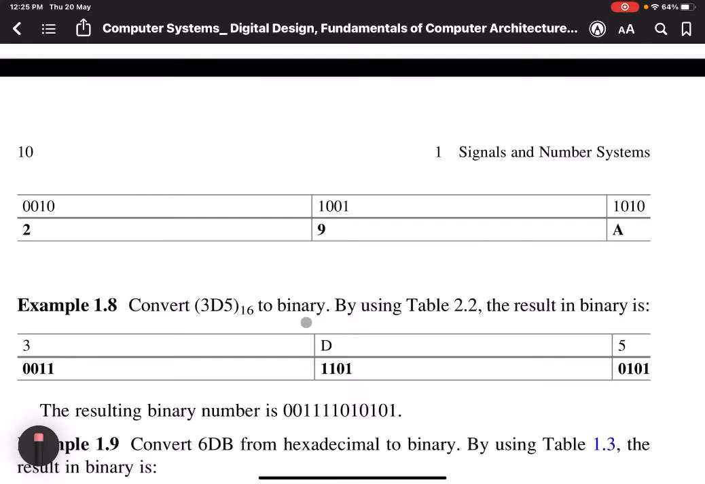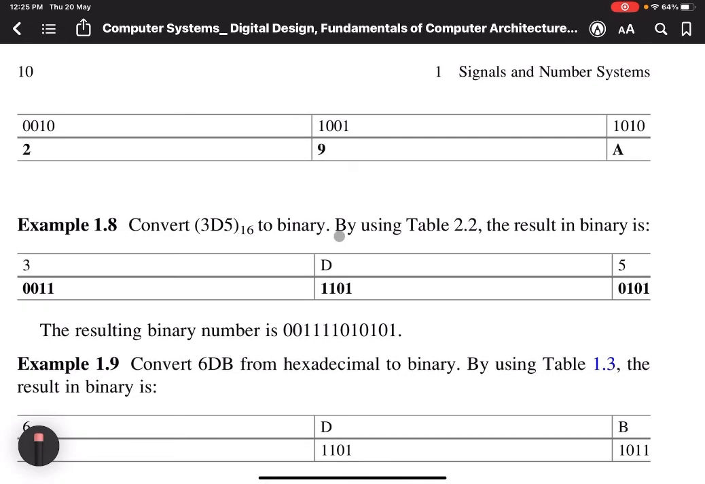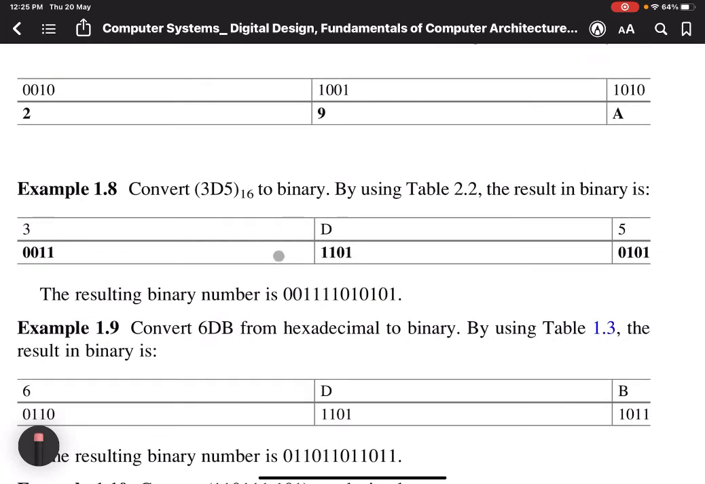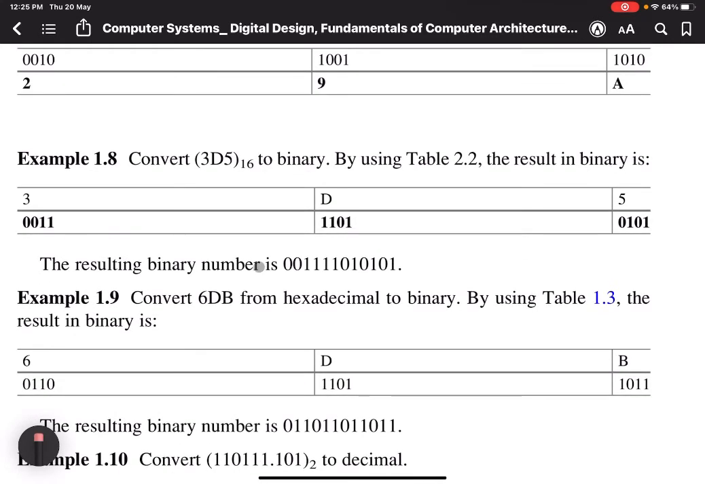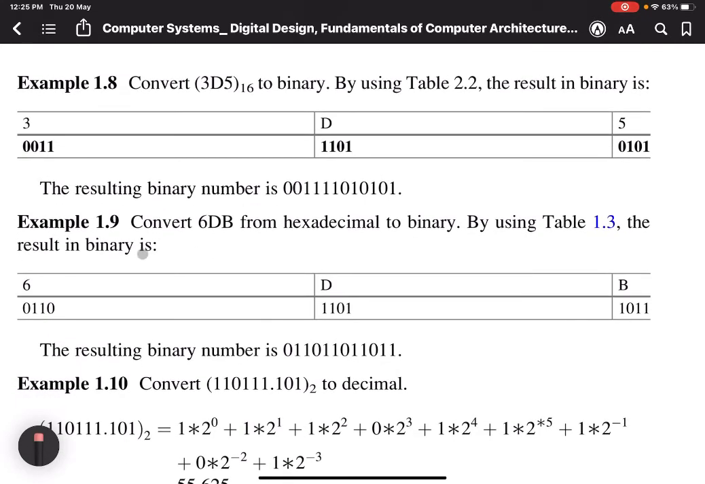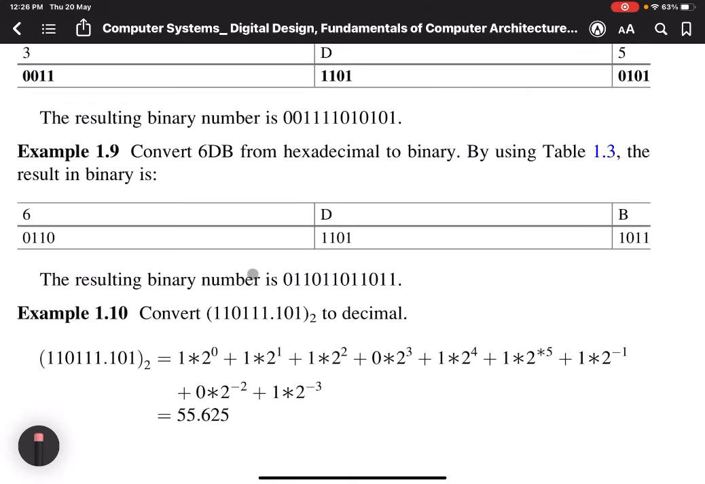Next example, we convert 3D5 base 16 to binary by using table 2.2. The result in binary is, so this one goes backward, from hexa to binary. We check from the table the binary of 3, the binary equivalent of D, and then 5. Okay, so the resulting binary number is 001111010101. And the following example is the same. Okay, we use the table to convert.